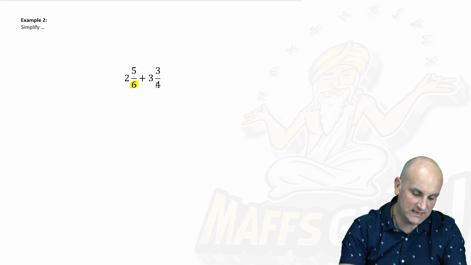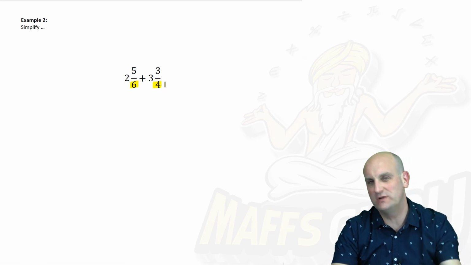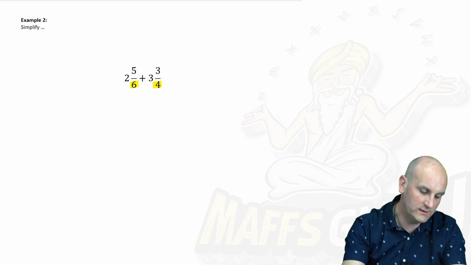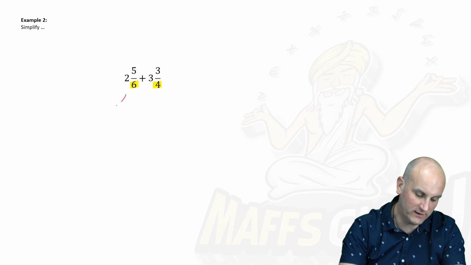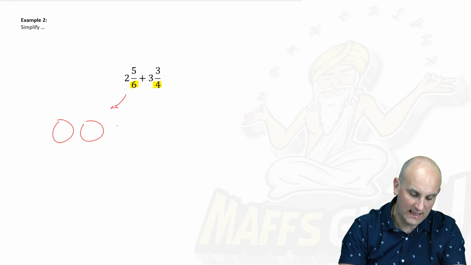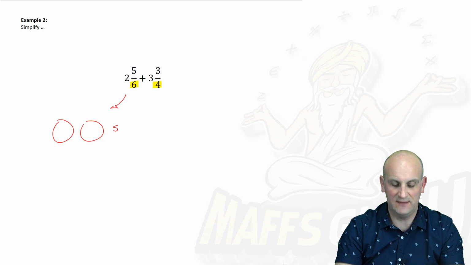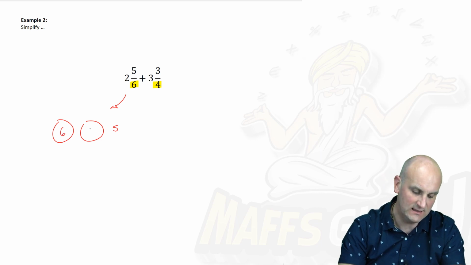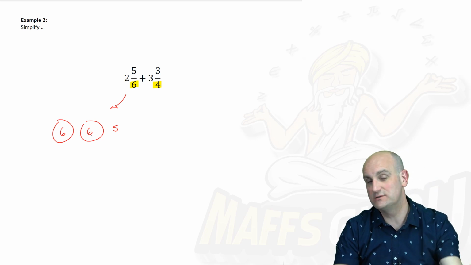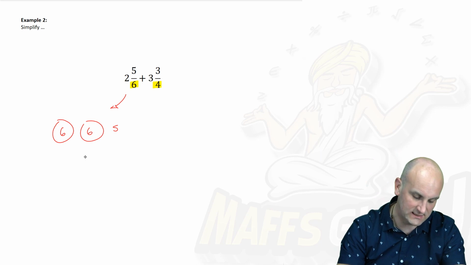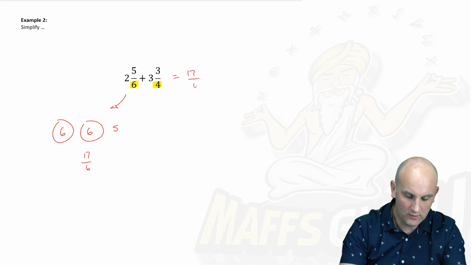Are the bottom numbers the same? No, they're going to be tricky here. So what do we do? We're going to turn it into top heavy. But now, with this first fraction, I'm dealing with sixths. I've got 2 whole cakes, and I've got 5 sixths left over. But there's 6 sixths there, and 6 sixths there. So those are my 2 whole cakes split up into sixths. So 6 and 6 is 12, plus 5 is 17 on 6. Okay, so there we go, 17 on 6.